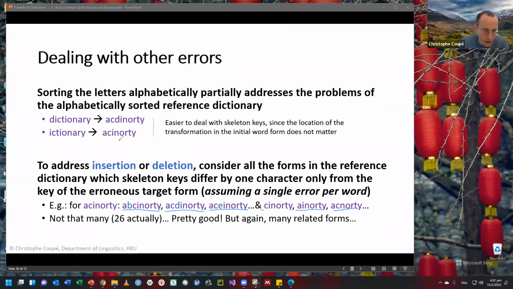So if I repeat once again, because I know it's a little bit more challenging, we have this wrong form here. We compute the skeleton key, and then we consider the 26 possible modifications, either by adding other letters or by dropping one of the letters of this skeleton key. Then we get 26 new skeleton keys, and then we can check all the corresponding forms, and these may be plausible corrections. That may be too many, but that's quite good. Not too bad, let's say. And that assumes that there was a single error in the word, a single insertion, a single deletion.